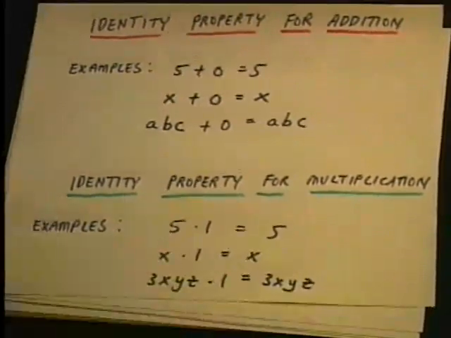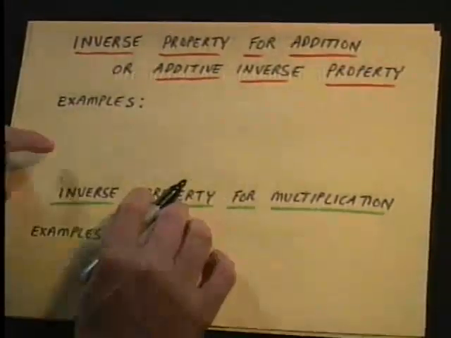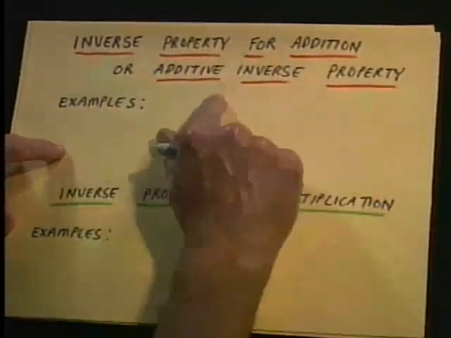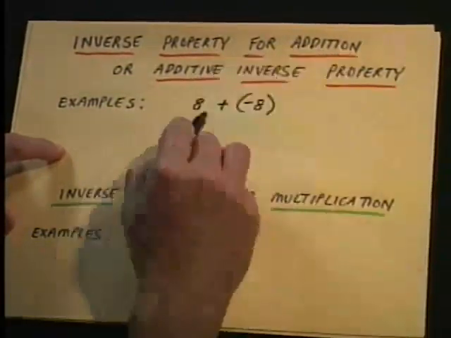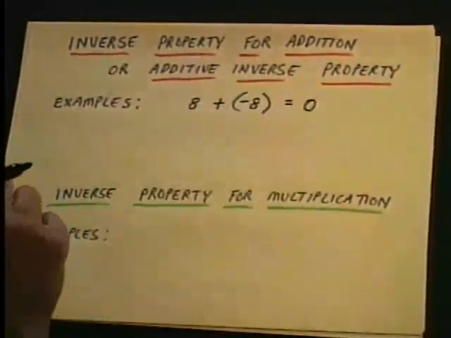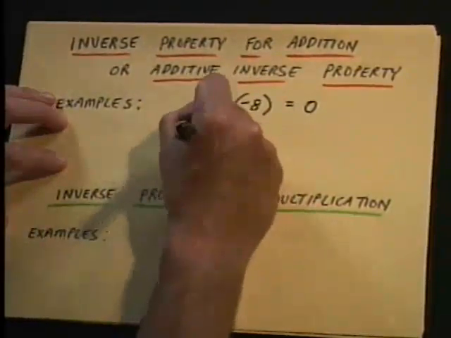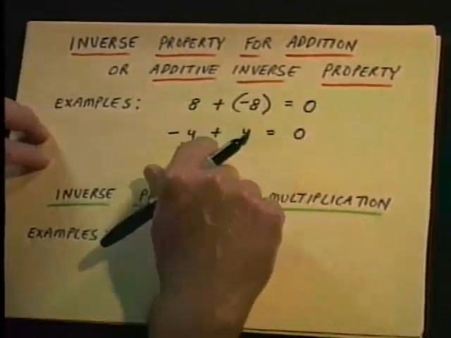All right. Continuing our properties in the next graphic, we're going to talk about inverse properties. The inverse for addition, anything added to its opposite is 0. The inverse for multiplication states anything times its reciprocal equals 1. So looking at some examples of that, also notice the inverse property for addition is called the additive inverse property. So if we take some numbers, 8, and add its opposite, any number plus its opposite gives us 0. So the word inverse sometimes is used in this context for opposite. Or if we have negative y plus y, we get 0. So the concept there, anything plus its opposite is 0.